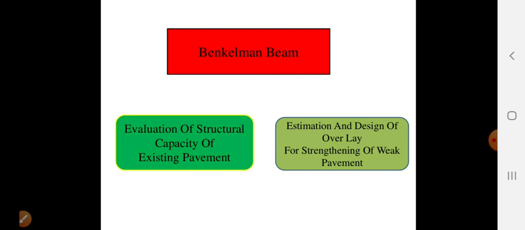What thickness of layer has to be overlaid is also given by the Benkelman beam deflectometer. It can even evaluate how much overlay is needed to strengthen the weakened pavement, and it will also give the data about that.